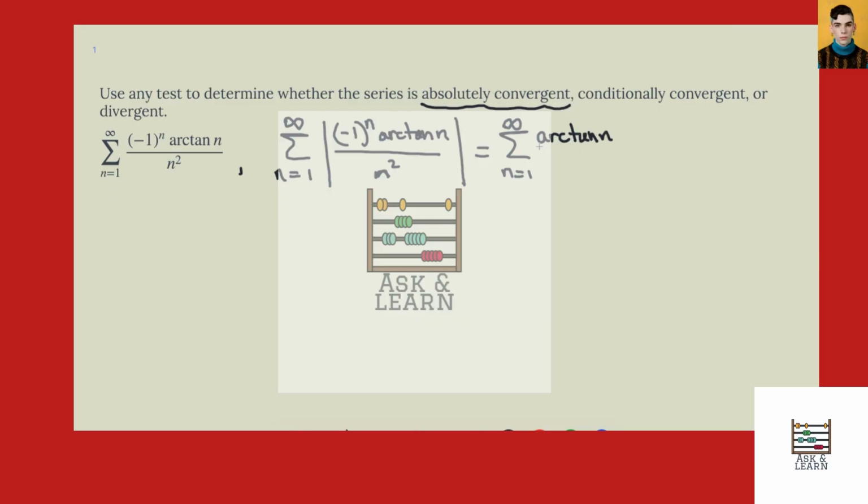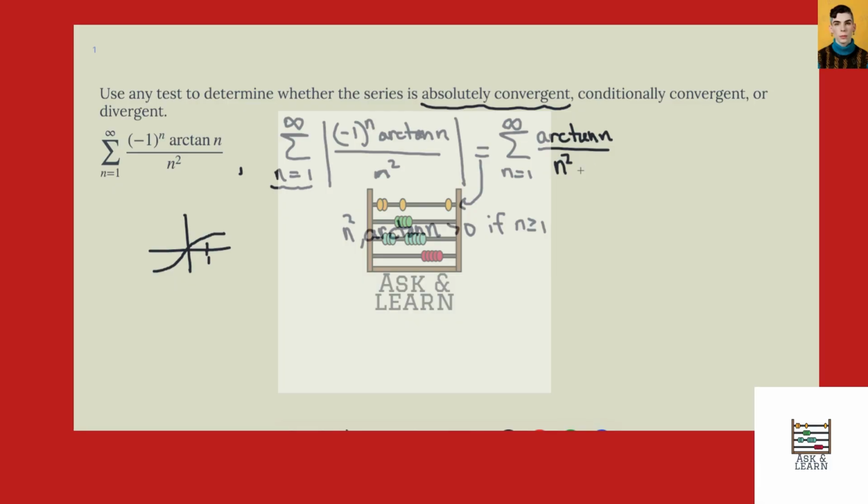And let me explain why here. This is because n squared and arctan of n are both positive in here. So technically arctan could be negative if you think of the graph of this. But as long as n is positive, then arctan is positive. So that justifies why we can drop the absolute values.